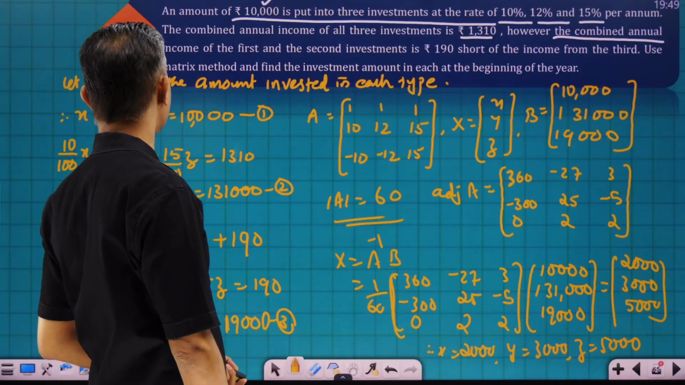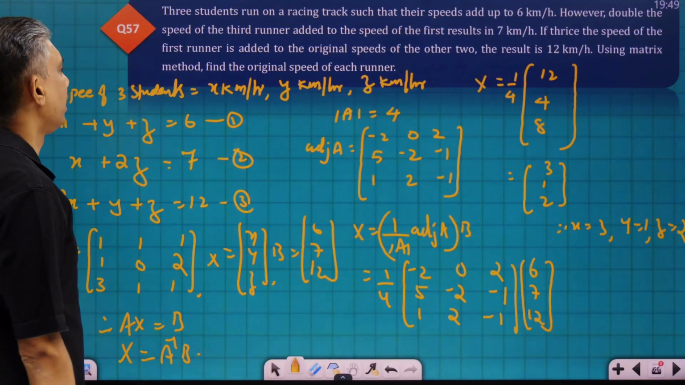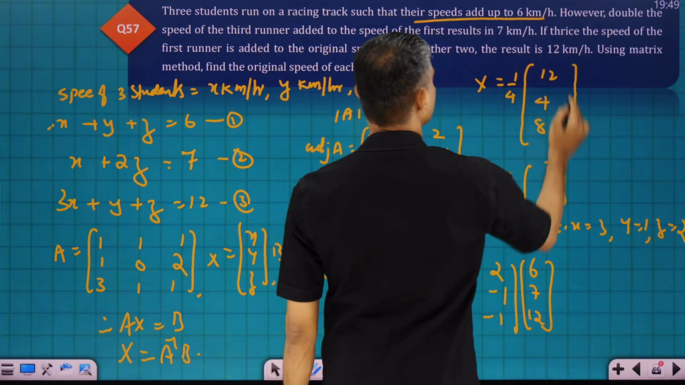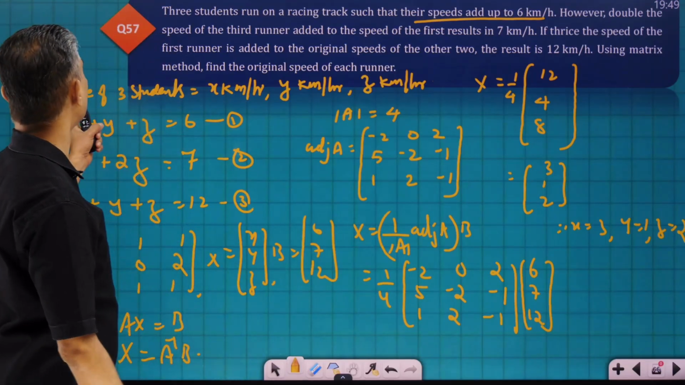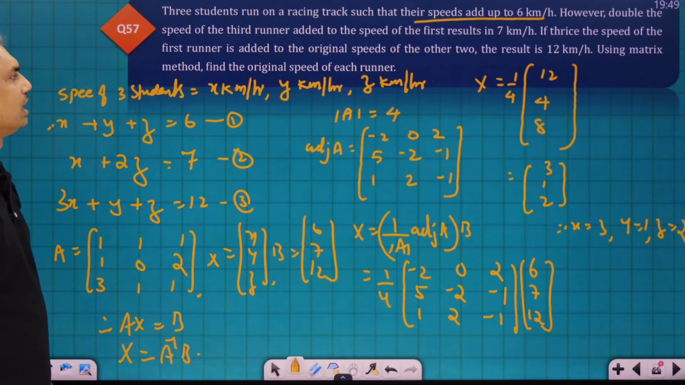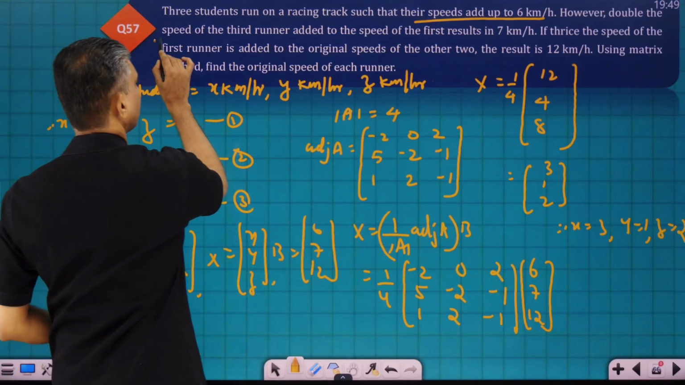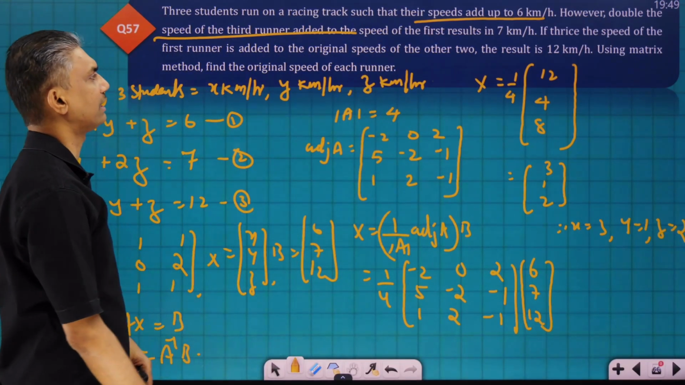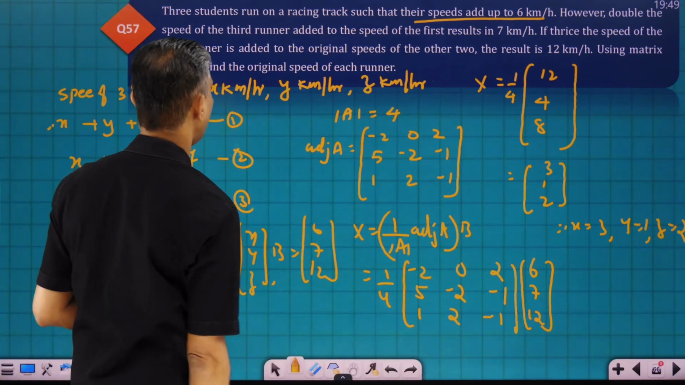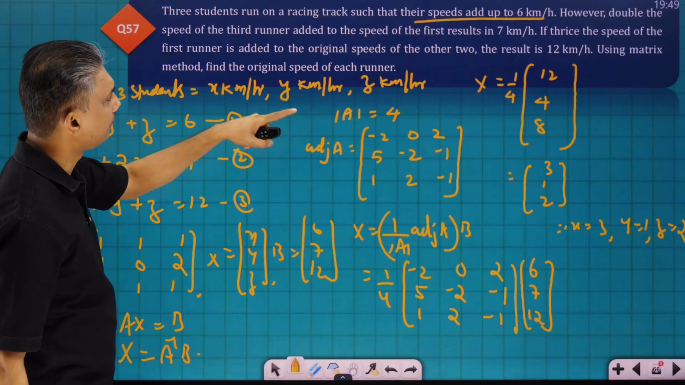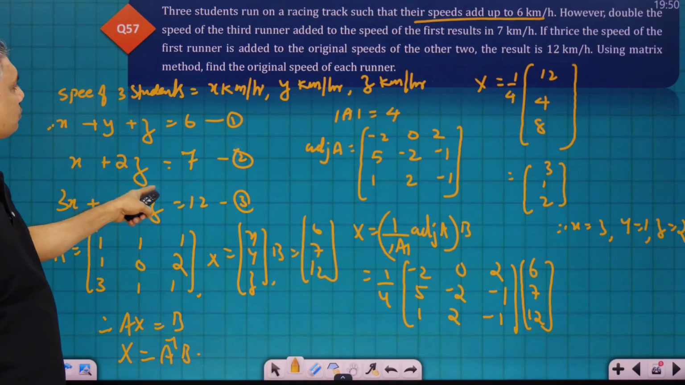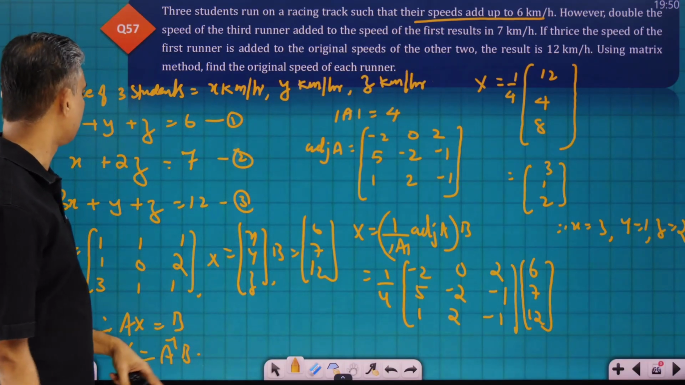Let's go for the next question. Three students run on a racing track such that the sum of the speeds adds up to 6 km per hour. So you see here the speeds of the 3 students are X, Y and Z. So X plus Y plus Z is equal to 6. However, double the speed of the third runner added to the speed of the first results in 7 km. So X plus 2Z is 7.